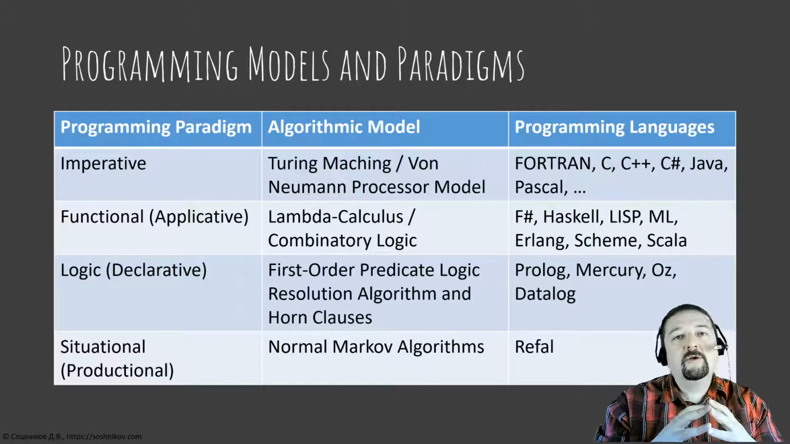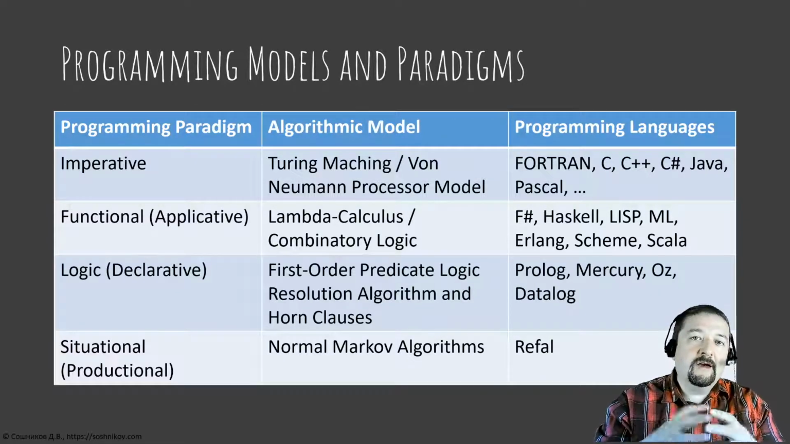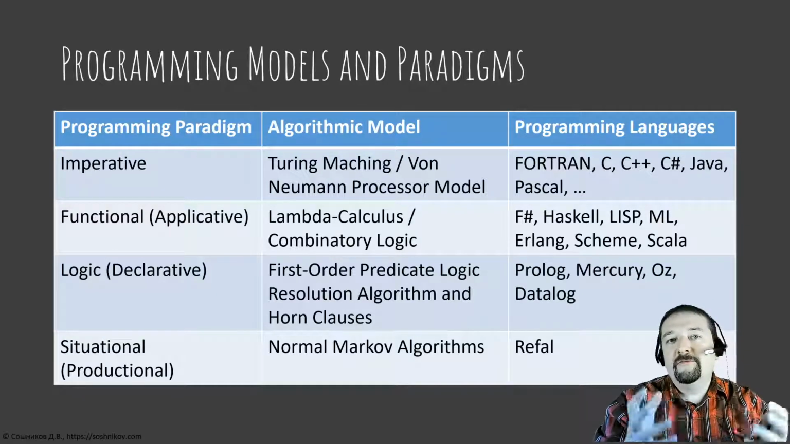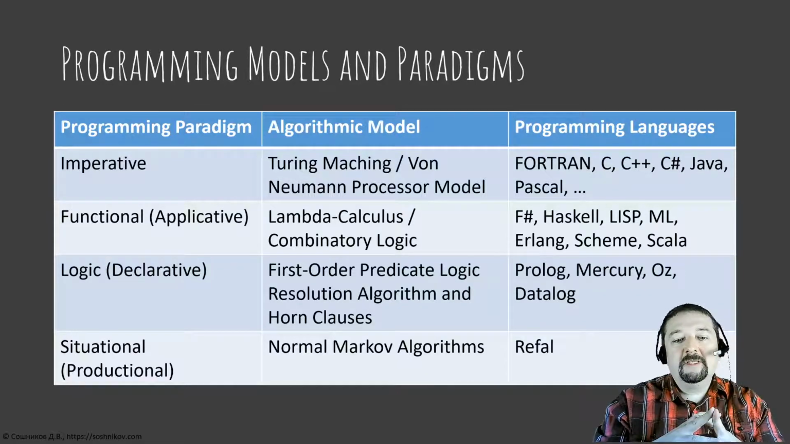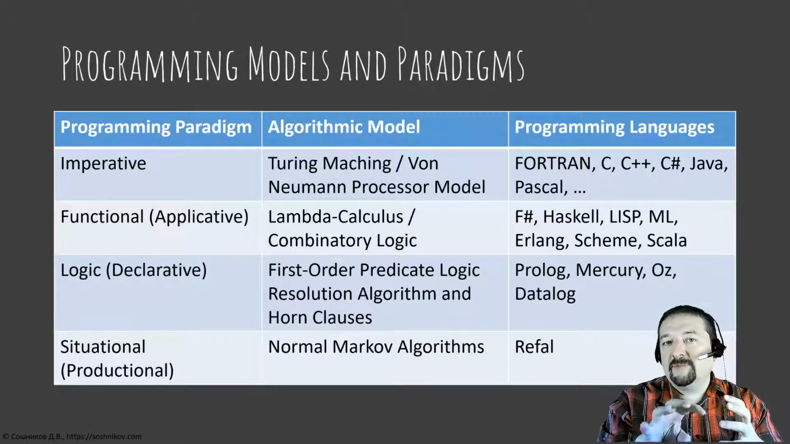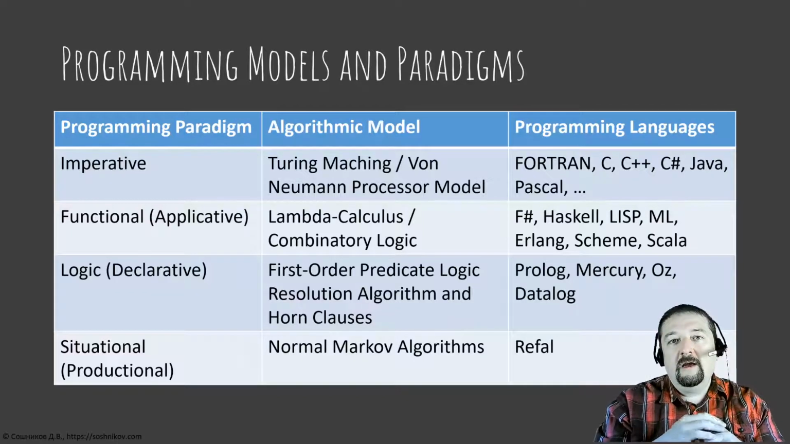I need to mention that there are also some other paradigms, for example, situational or productional languages, and the most notable one is Refal. Refal is a language created in the USSR. It's not a language derived from standard international languages like Algol or COBOL, but a completely different language based on production rules, on the rules which specify how you take input and how you substitute it with something else to get your job done. This algorithmic model is called normal Markov algorithms, and it is yet another model for describing computability.